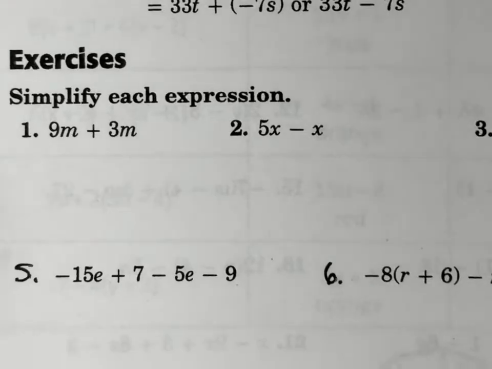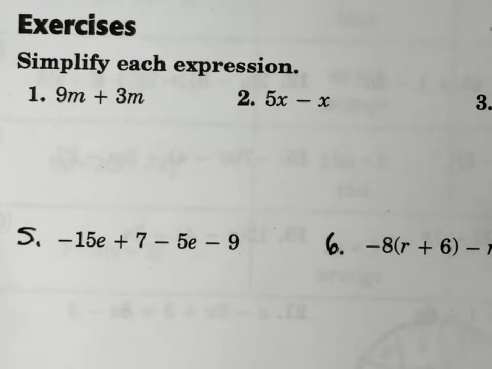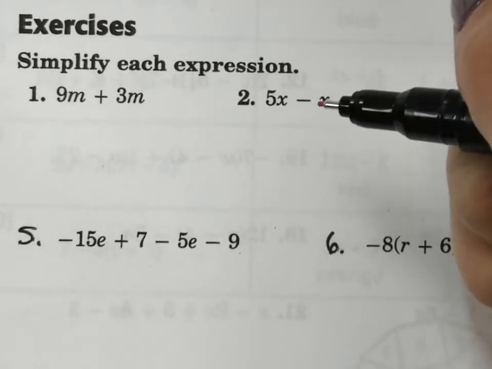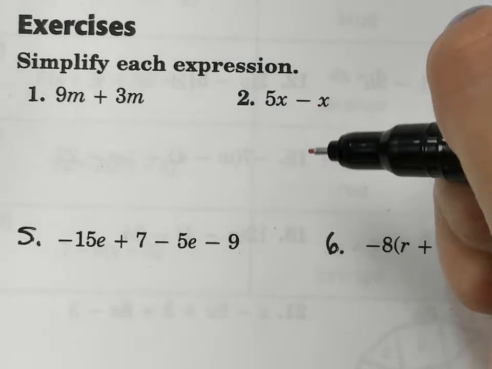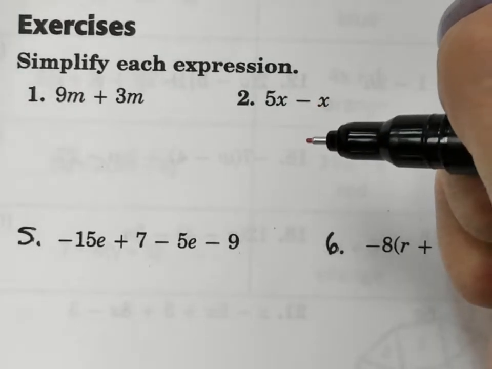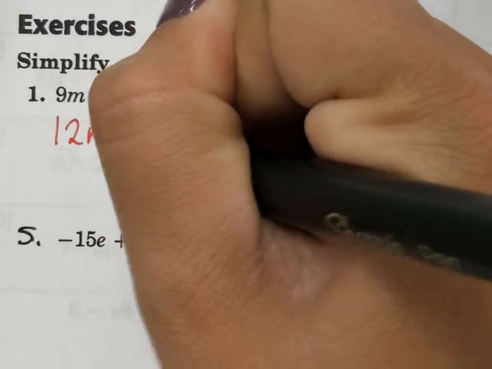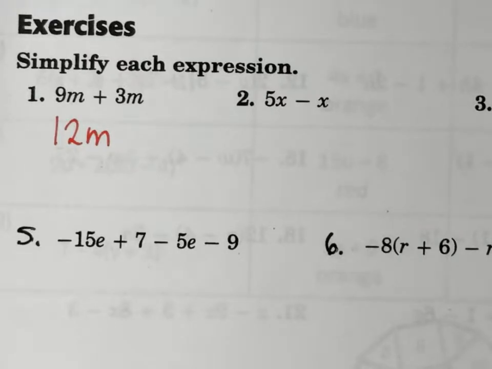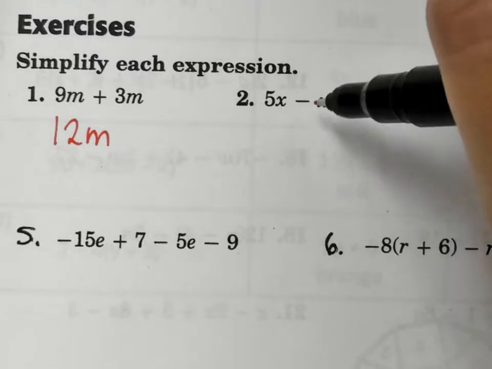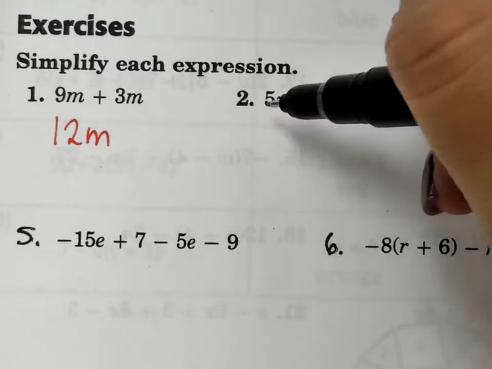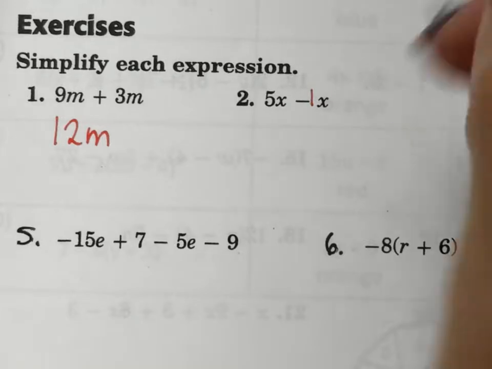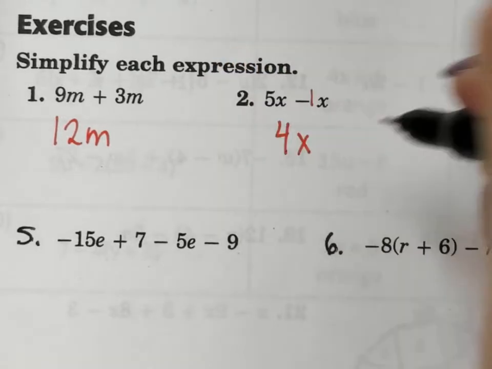All right, let's do some of these on our own. So number 1, super simple. We've got 9m plus 3m. Are they like terms? Yes, because they both have the same variable. So we can combine them. So what's 9 plus 3? 12. So I get 12m. Easy as that. What about 5x minus x? What is in front of my x? 1. That's a 1, right? So what's 5 minus 1? 4. So it's 4x.